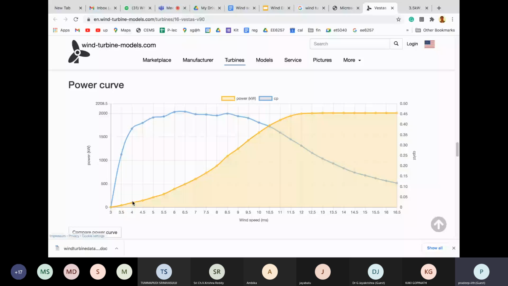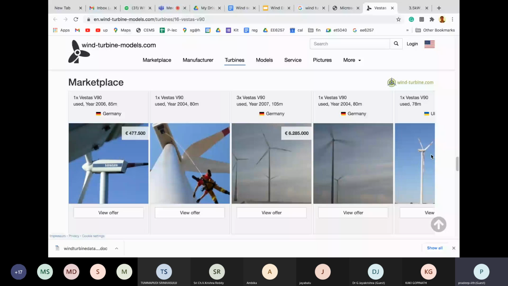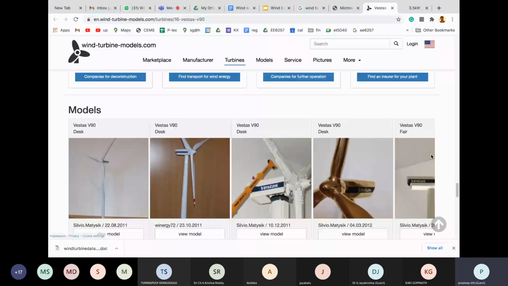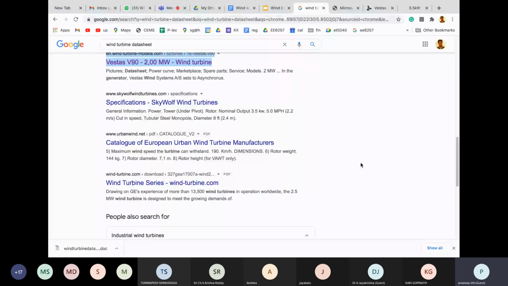And again, once it reaches the maximum capacity 2 megawatt, then it is not allowed to generate more than that, even if the wind speed is more. Like this, you will find a lot of sources. Indian company, I think Suzlon is one of the examples. So let's quickly go to that.